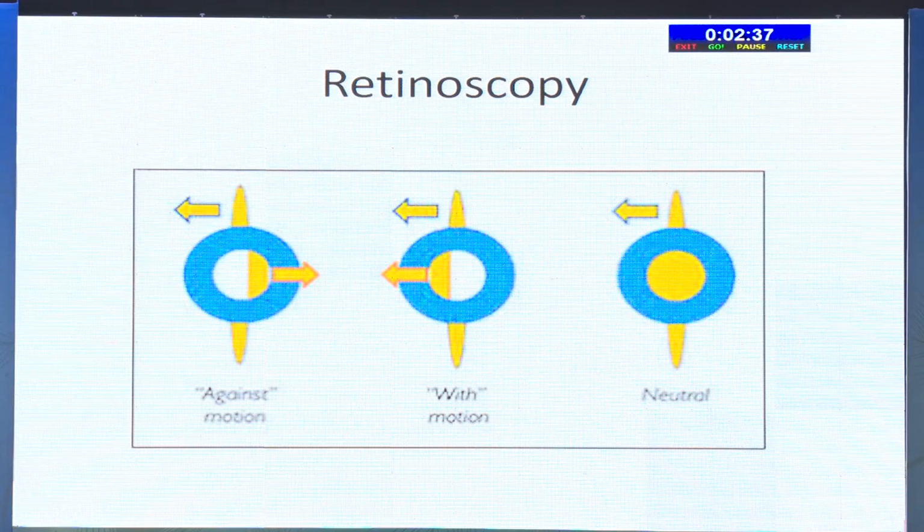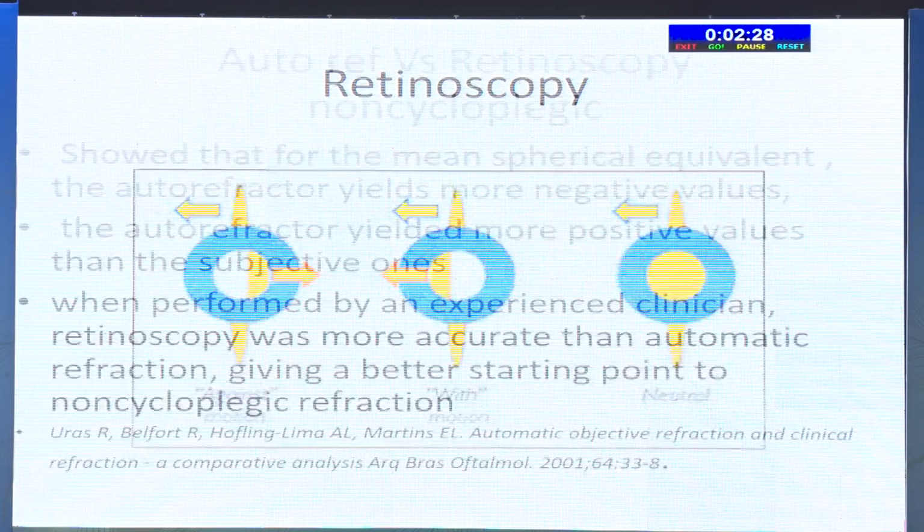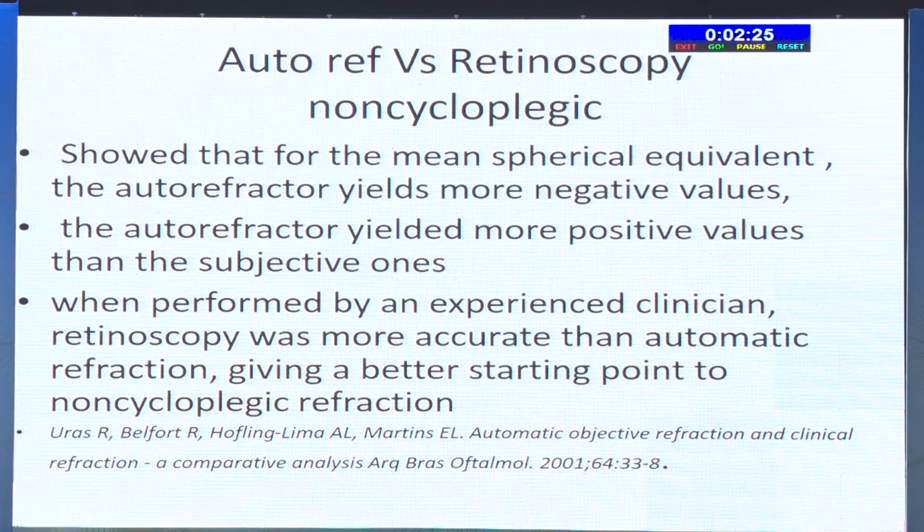I find that those trained for retina don't know how to do a good refraction. So doing retinoscopy is very, very important, and I don't need to tell how to do retinoscopy here. It has been seen that in the auto-ref versus retinoscopy scenario, in non-cycloplegic conditions, auto-ref many a time gives you more negative values. So it becomes difficult to compare with retinoscopy, and there are several studies which tell that retinoscopy is more accurate than auto-refraction, especially in non-cycloplegic refraction.